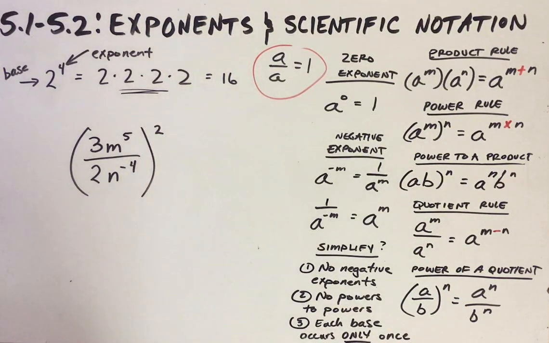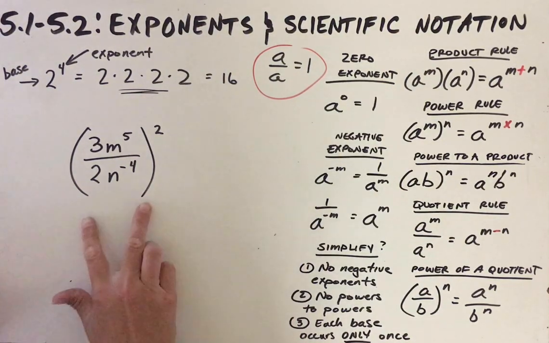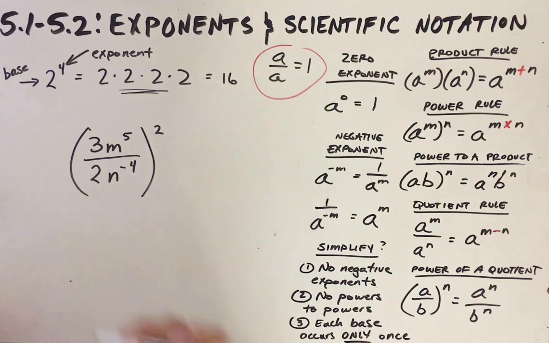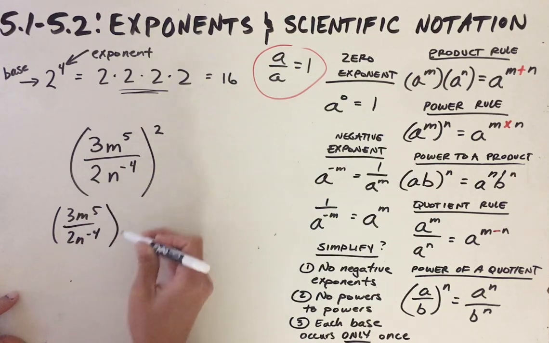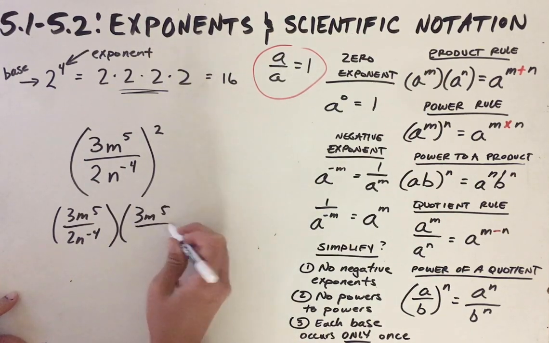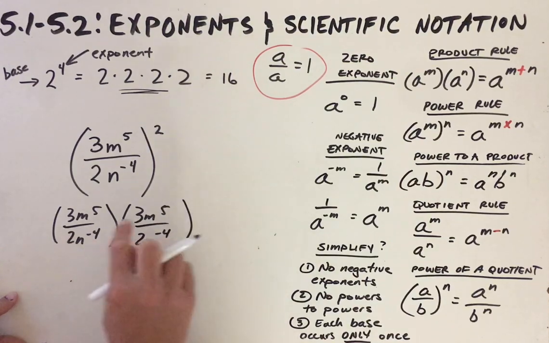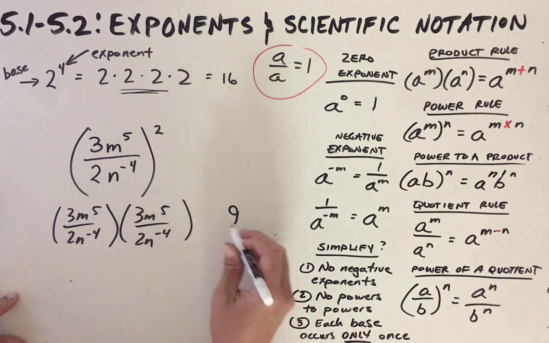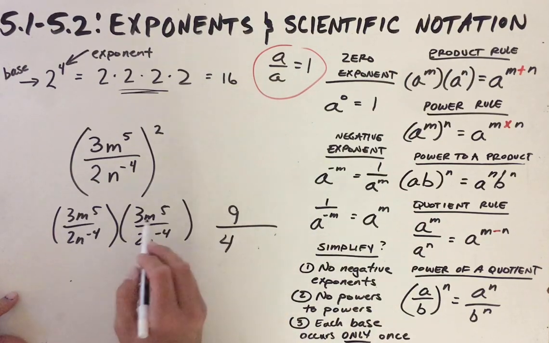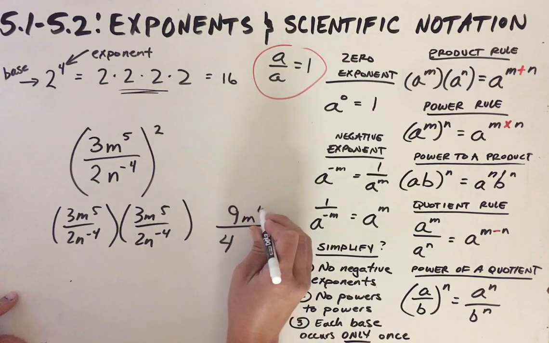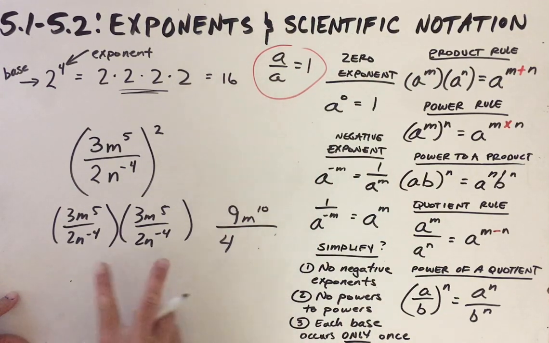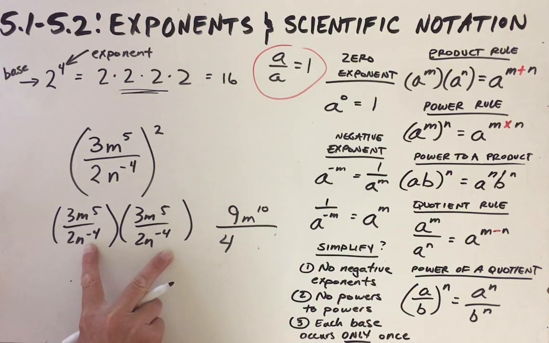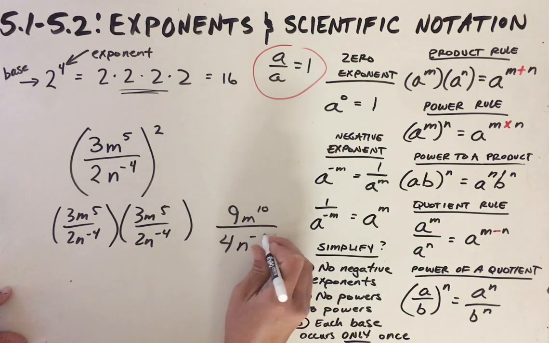Remember that this literally means that we have everything inside of here twice. So it would be as if you're seeing this twice. I would never do this normally, but just to show you, I would have 3 times 3, which is 9. I would have 2 times 2, which is 4. I would have m to the 5th times m to the 5th, which is m to the 10th. And then I would have n to the negative 4th times n to the negative 4th. Well, when you multiply exponents, you add them. So this would be n to the negative 8th.